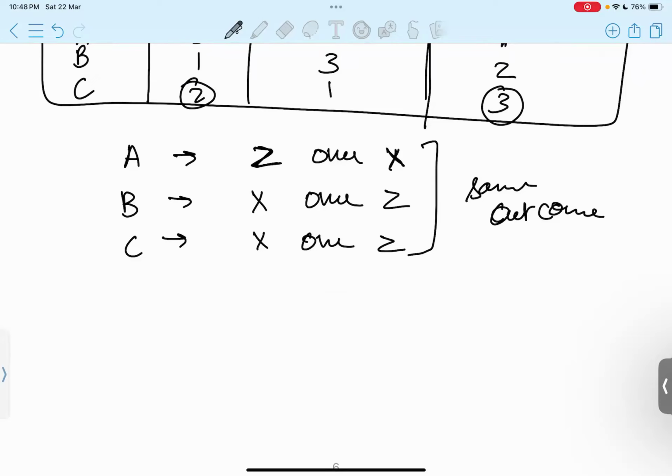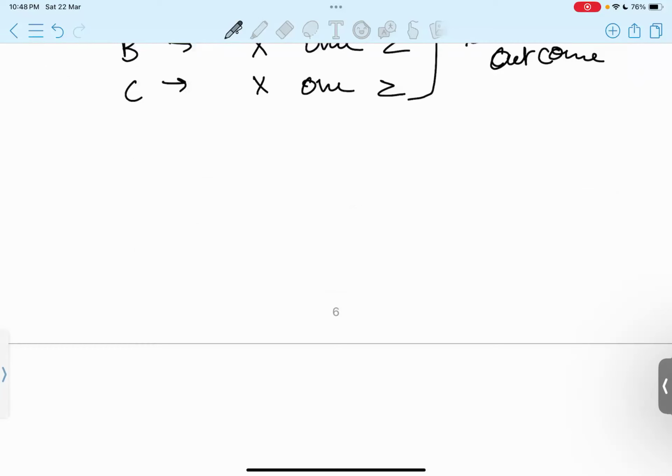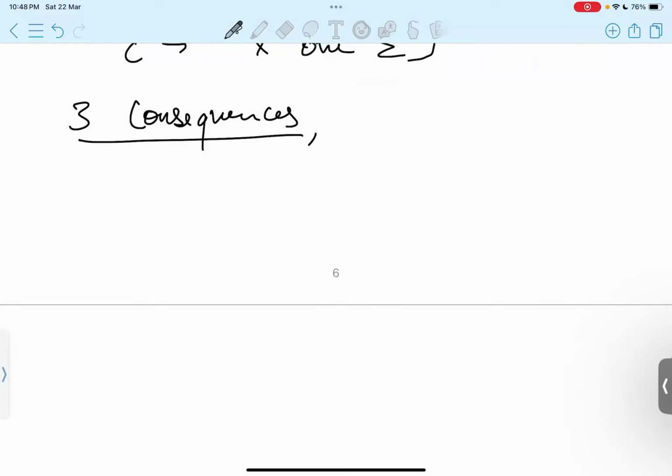So he says that on the basis of this analysis, three consequences were arrived at by him, and he used these consequences to build the general impossibility theorem. That is why we say Arrow's impossibility theorem. It is impossible to achieve all the five conditions when we have three alternatives, and hence the name.